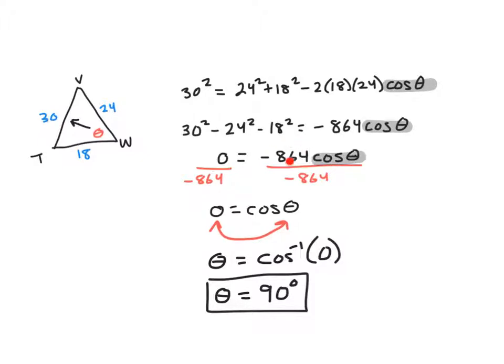So then I can divide both sides by negative 864, still 0. And then to find the angle, I'm going to swap the values and use arc cosine. And it turns out that the arc cosine of 0 is 90 degrees.